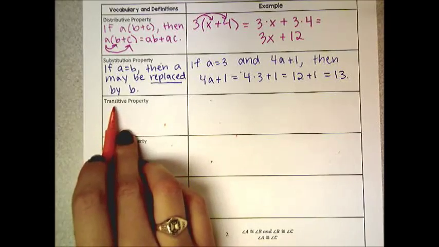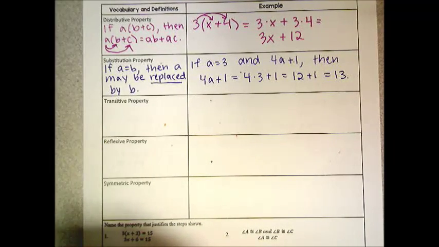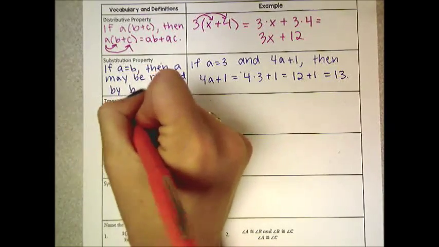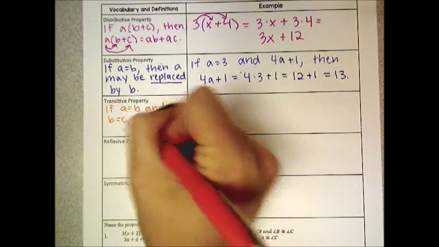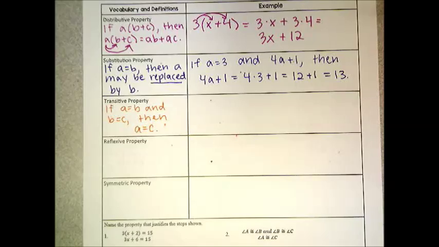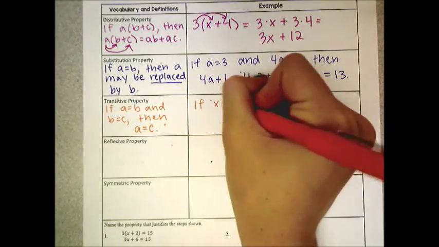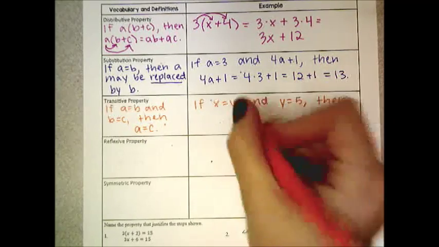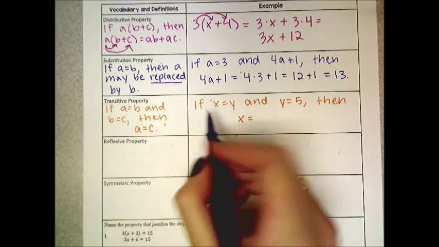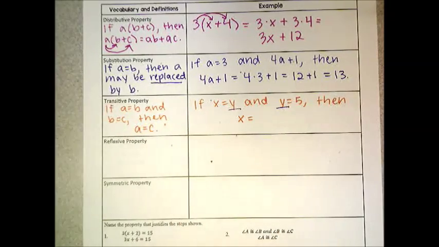Next up we have our transitive property. So this is very similar to the transitive law, but this is a property that we will use as parts of proofs rather than how the law is to just find conclusions of statements. So if A equals B and B equals C, then A equals C. So an example for you, if X equals Y and Y equals 5, then X equals, what do you think? If I've got X equals Y and Y equals 5, X equals 5. Alright, 2 more to go.